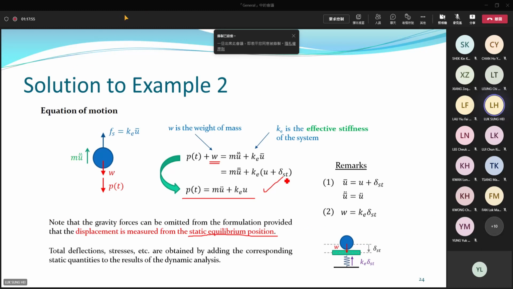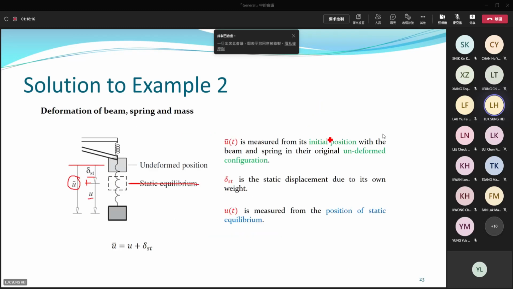The last problem for this example 2 is, what is KE? I mentioned that KE is the total stiffness by considering the beam deflections and the spring elongations. How to calculate effective stiffness? We have a beam, we have a spring for this system. Beam under deflection, spring under elongation. How to combine their stiffness together? Can we just add them up, just like what we did in example 1?